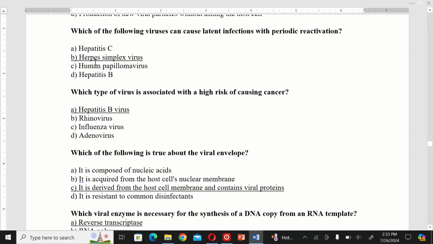The next MCQ is: which of the following viruses can cause latent infection with periodic reactivation? A. Hepatitis C, B. Herpes simplex virus, C. Human papilloma virus, D. Hepatitis B. So the correct option is B.